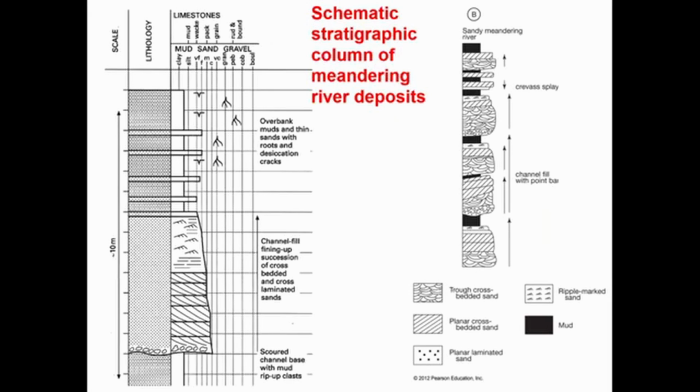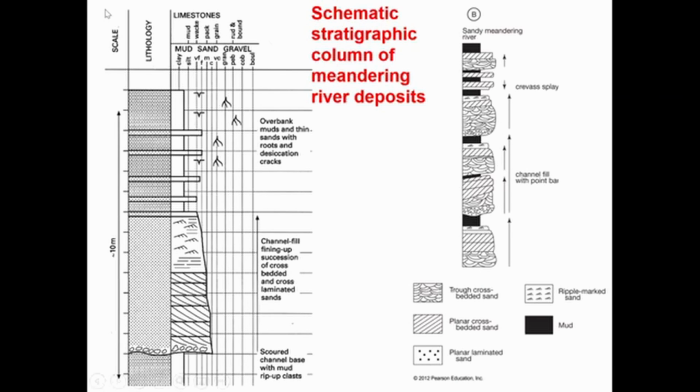There are a few more things I want to show you about the meandering river. This is a stratigraphic column on a log sheet, or what we call a stratigraphic log sheet. The log sheet includes several columns I want to explain to you, because this is what you're going to use in one of the labs.